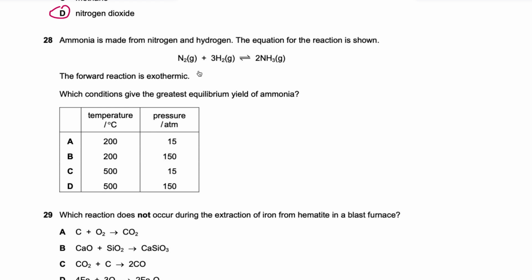Temperature is normally 450, right? Normal. Now we want to look at greatest yield. And the pressure is 200 atmospheres, right? Okay, now let's see. If you want the greatest yield of ammonia, which condition gives the greatest yield of ammonia?